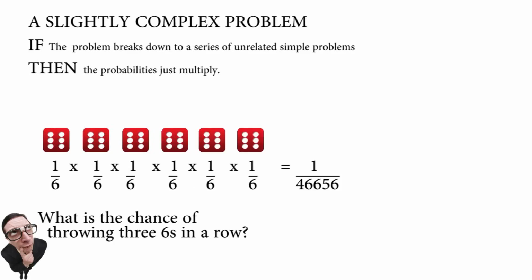Throwing 6 6s in a row is 1 over 6 times 1 over 6 times 1 over 6 times 1 over 6 times 1 over 6 times 1 over 6.